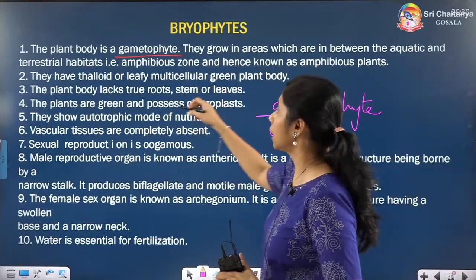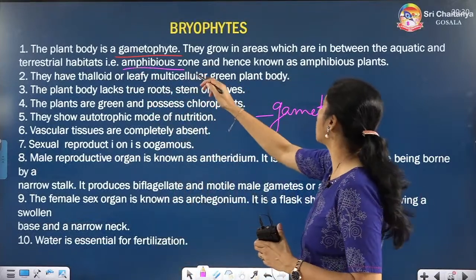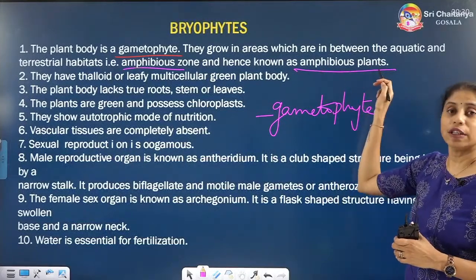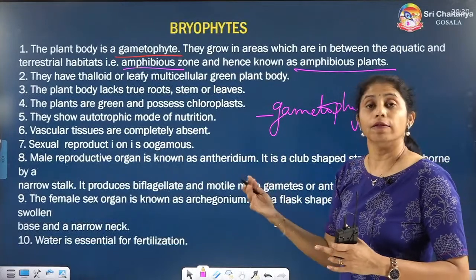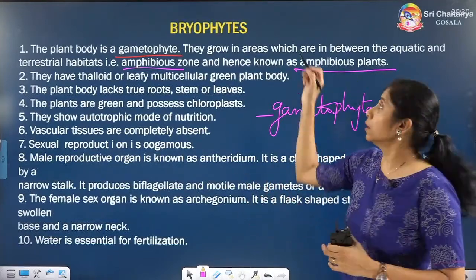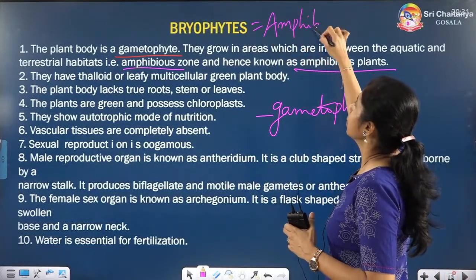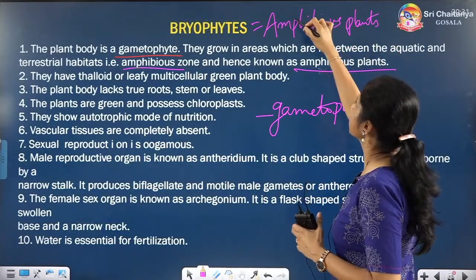In between terrestrial and aquatic habitats means the amphibious zone. So that is why these are called amphibious plants. All of you try to understand this, amphibious plants. They prefer to stay near the water bodies, but they can live both on land and in water. So they are called amphibious plants. So bryophytes are amphibious plants. Their nickname also you have to remember, amphibious plants.